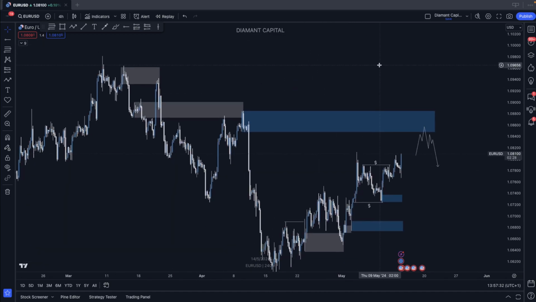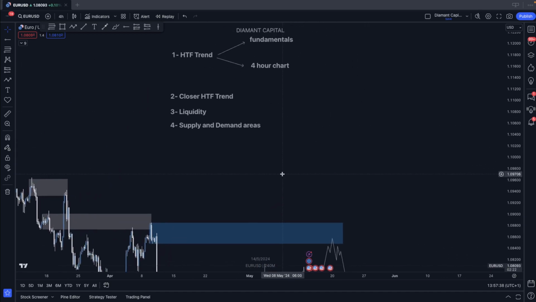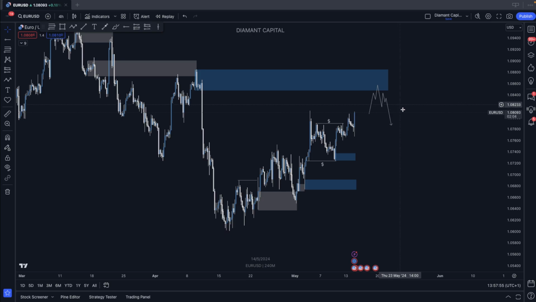The reason I say that is because, in my opinion, liquidity comes above supply and demand areas by far. Whenever I teach this kind of thing, the way I would always look at it is, first of all, market structure. Second of all, liquidity. Thirdly, supply and demand areas. Once you have these three in check, you can actually start to look for certain areas and then look to trade within these zones for sure.